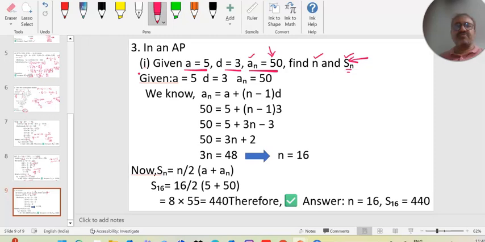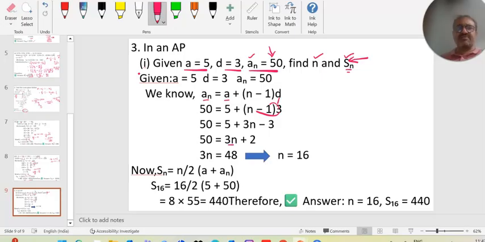Okay, so a = 5, d = 3, an = 50. We know that an = a + (n - 1) d, whereas an is 50, a is 5, d is 3. So 50 = 5 + 3 into n, 3 into 1, 3n, 3 - 3. So 5 - 3 = 2, 3n + 2 = 50. 3n = 50 - 2 is 48. So 3n = 48, whereas n = 16. 48 by 3.